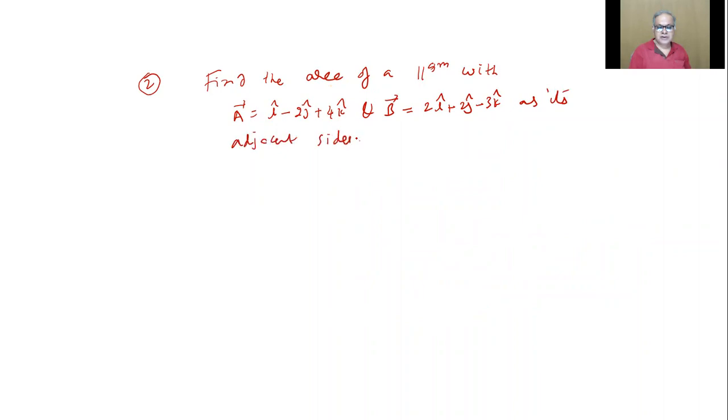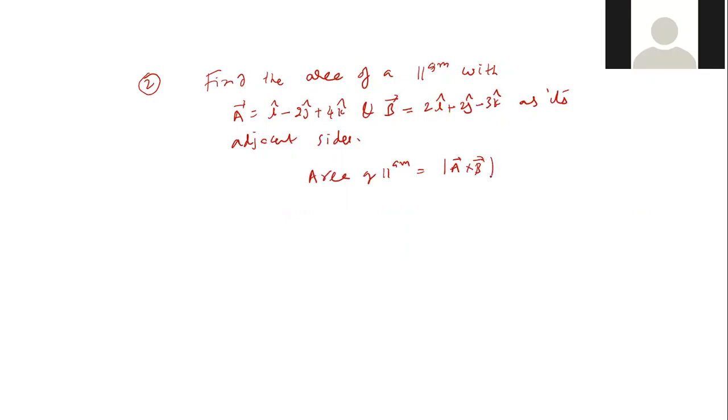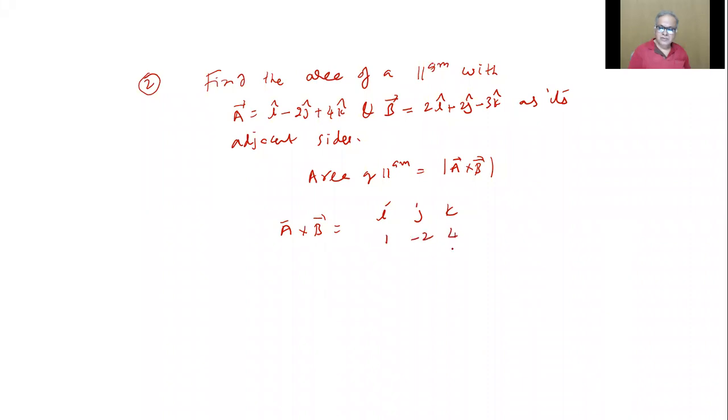Adjacent sides, right? So what was the idea? Area of the parallelogram equals what? Mod of A cross B. So take A cross B equals, what will you write? i, j, k, 1, minus 2, 4, 2, 2, minus 3. You'll get A cross B. Then calculate the mod of A cross B.